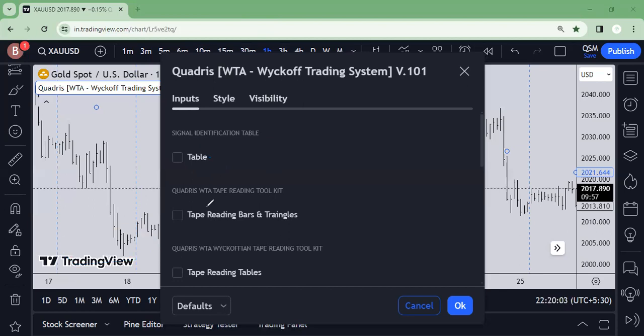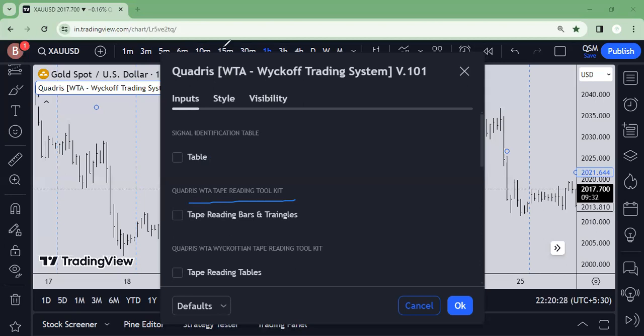After that, we have the WTA tape reading toolkit. Previously, the tape reading toolkit was different. Now I've merged it into one indicator, so it's an entire complete package. It was a set of two indicators, which I merged into one.